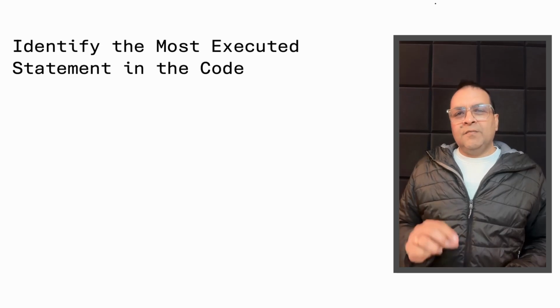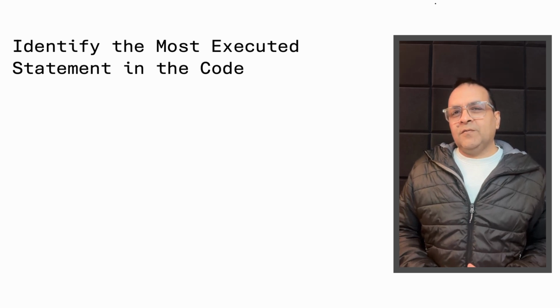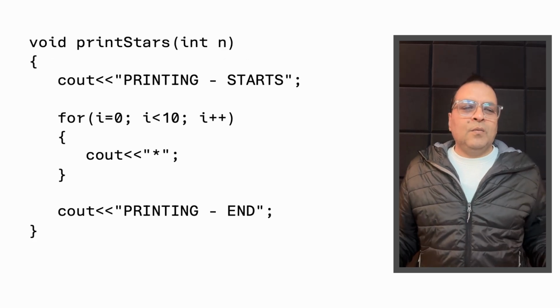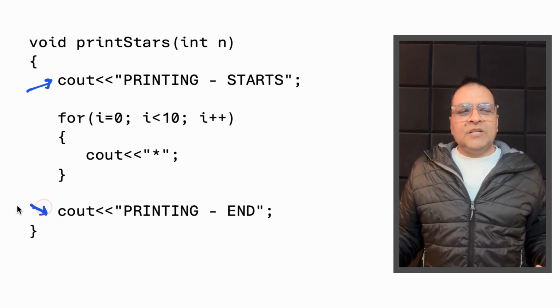The time complexity of any code can be found by identifying the statement which is executed the most number of times in that piece of code. Consider this function. When this function is called, the first cout statement is executed only once. The last cout statement is also executed only once.